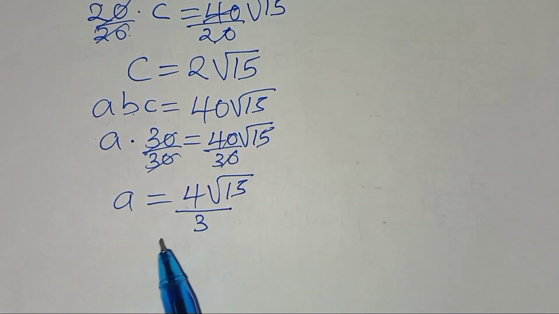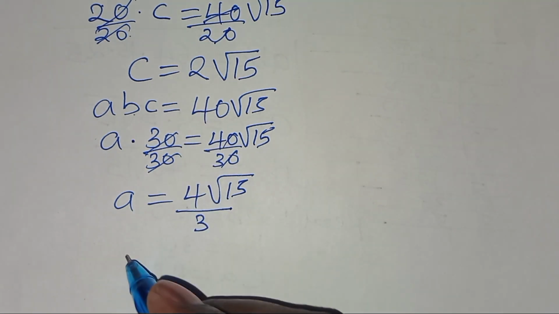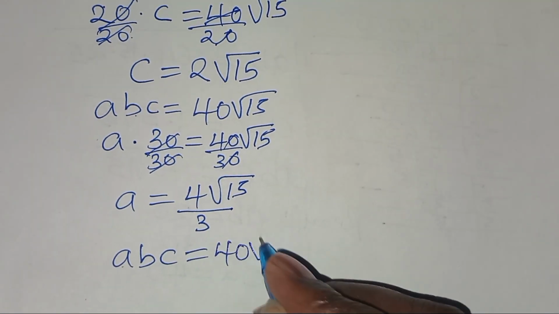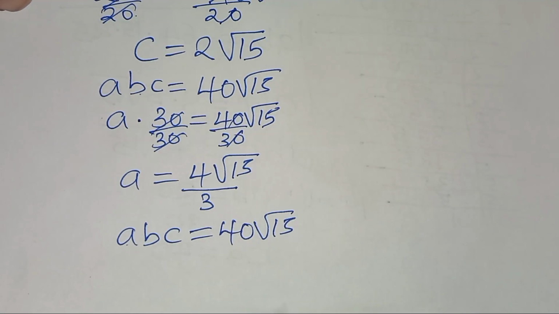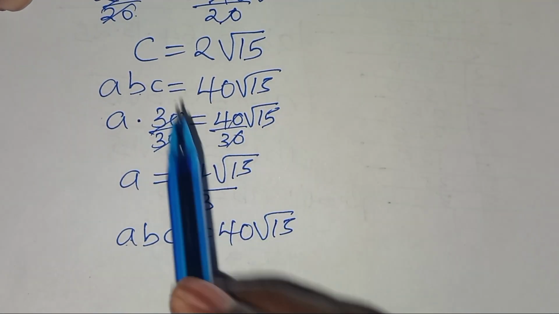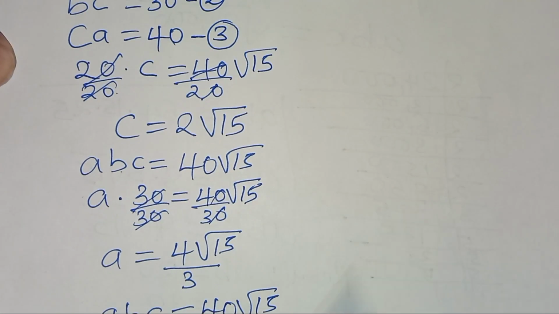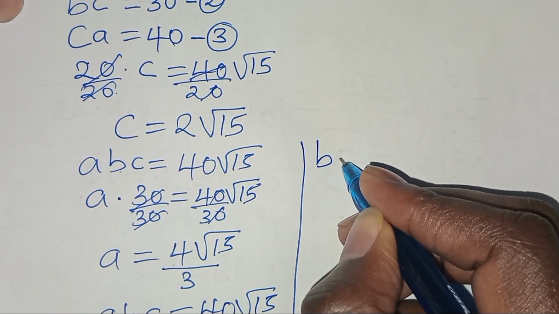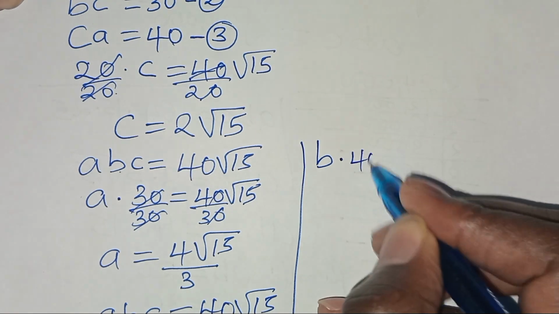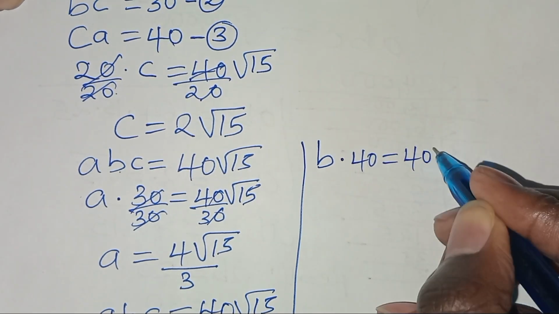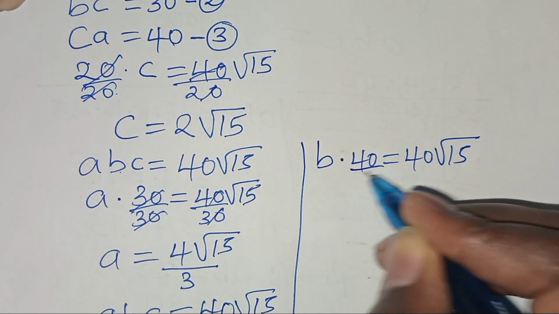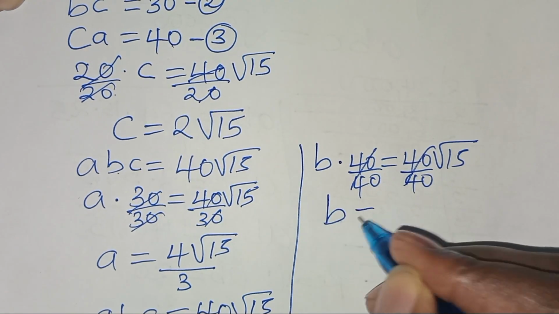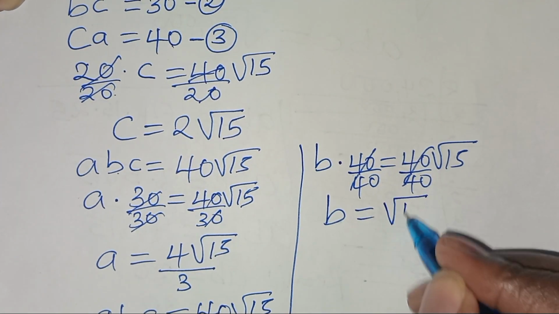Let's proceed again here. We have abc equal to 40 square root of 15. We have a times c equal to 40. So let's substitute this. We'll have b times ac, which is 40, equal to 40 square root of 15. So let's divide both sides by 40, so that now the value of b is equal to square root of 15.